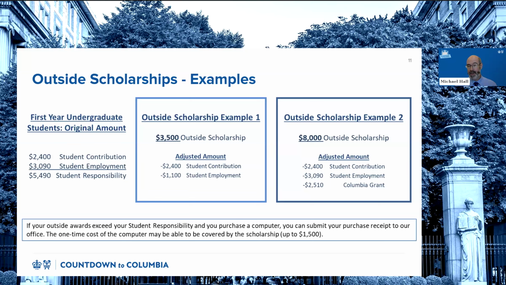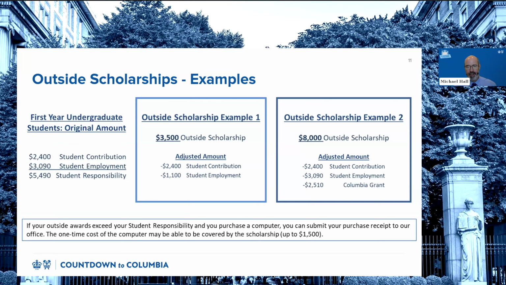Again, there are many nuanced policies around this. One I'm going to throw out there, which you see at the bottom of this slide, is that if your scholarship is in the realm where it's going to be reducing the Columbia grant, one of the things you can do is go get a computer up to $1,500. Once you give us that receipt, we allow the outside scholarship to be used towards that particular expense. So let's say you spend exactly $1,500 on a new computer. In this example on the right, your Columbia grant would only be reduced by $1,010.